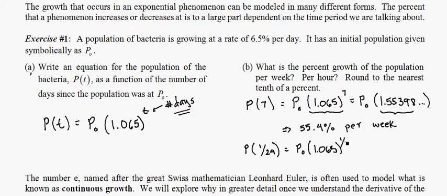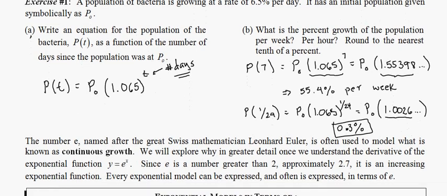So if I raise 1.065 to the 1/24th, what I find out is that every 1/24th of a day, oh, this is a small number, I get to multiply by 1.0026. That tells me that per hour, I'm growing at a 0.3% rate. Not a 3% rate, a 0.3%. Alright, so that's just some review from previous work.